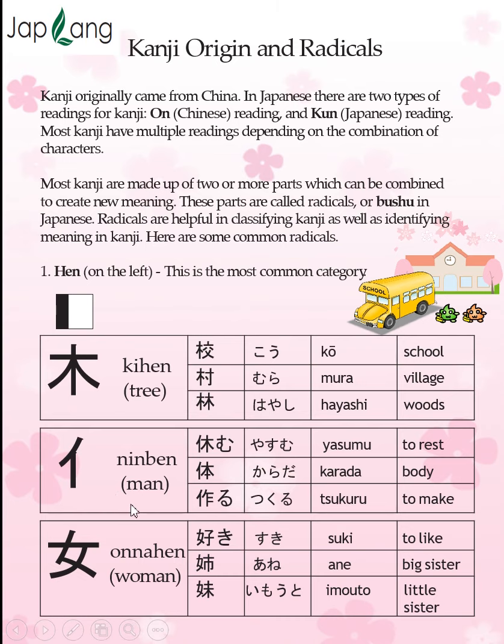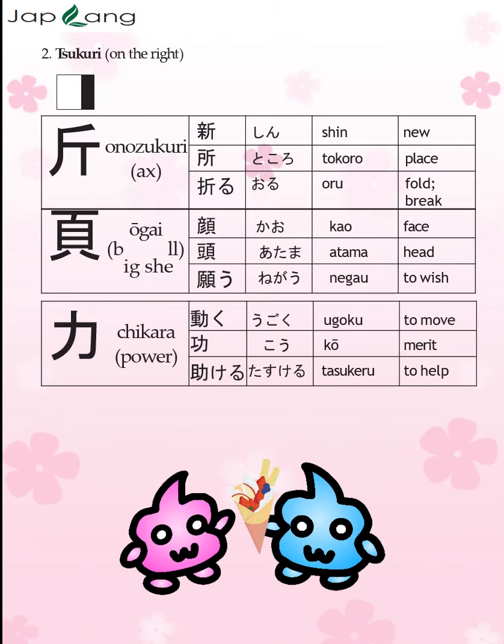The next one you can see is ninben, which is the man kanji. Yasumu is to take rest, karada is body, tsukuru is to make. The third is onna hen, which is again on the left-hand side. Suki, ane, imoto are kanji that use this radical. These are a few radicals, and you can go through them if you want to go into more detail.